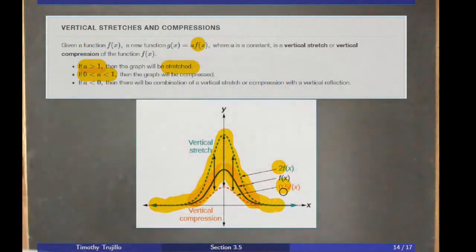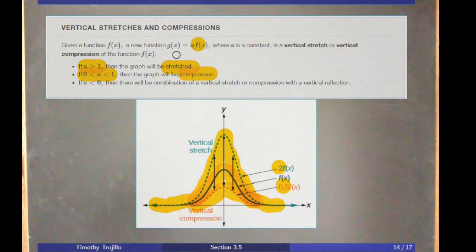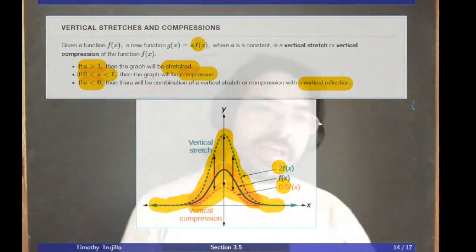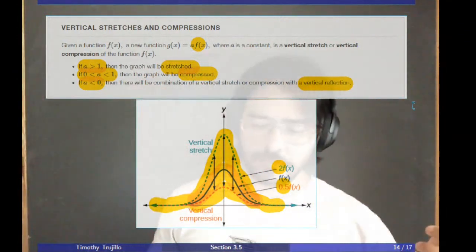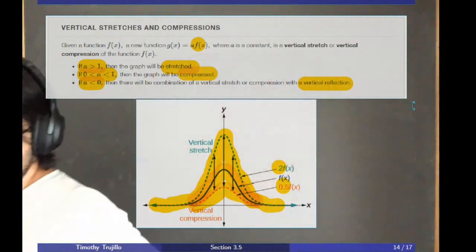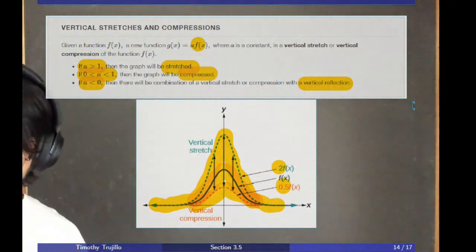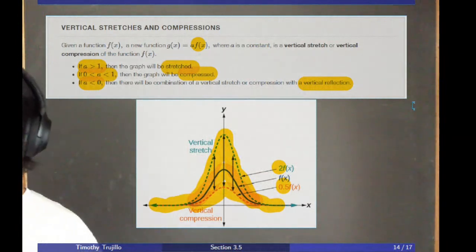So in those cases, we get some vertical compression, okay? Now, you really only need to think carefully about what happens when a is positive, because if a were ever negative, then there's really a vertical reflection going on as well. So you'd have to take care of that negative sign as a reflection, okay? And then you think, what's the absolute value of that number, and if it's bigger than 1 or in between 0 and 1. That tells you if it's a stretch or a compression.